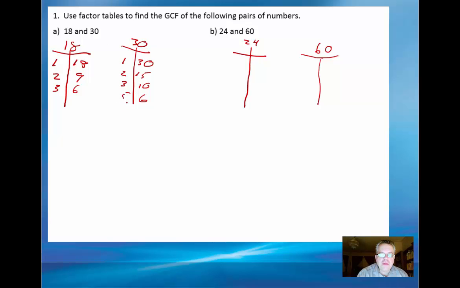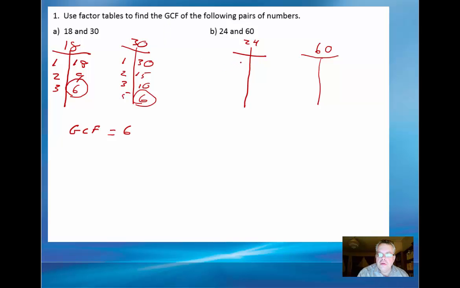So the greatest common factor is the largest factor they both had. If I look at both tables, the largest one they both have is a 6. That's the greatest common factor. So if numbers aren't too big, this is not a bad way to quickly find their greatest common factor.